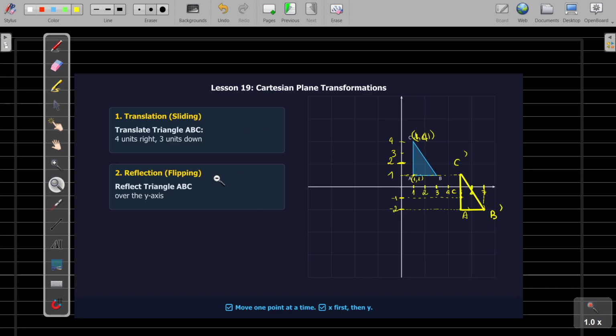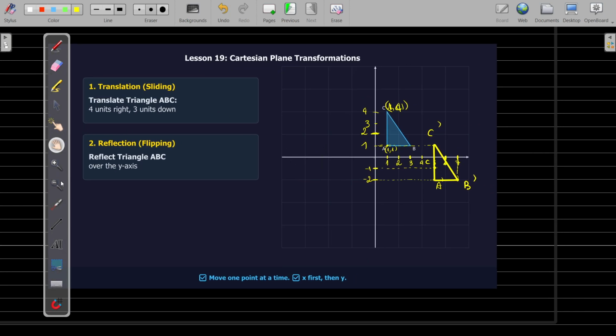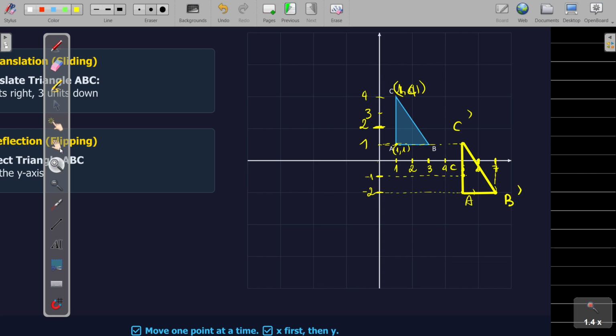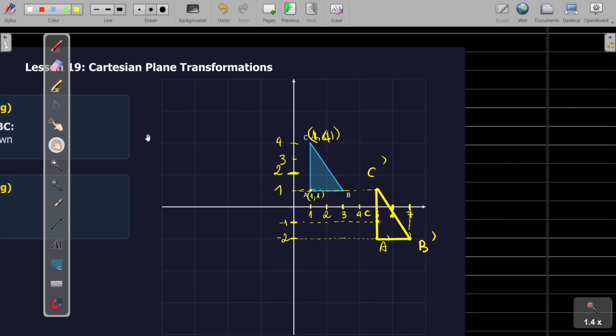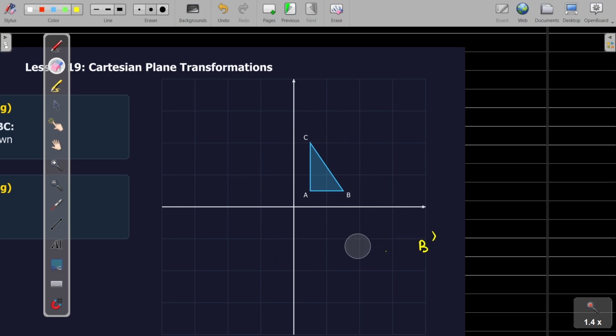I'll give you a little bit of time to pause here so you can look at how I did this. And if you want to, I'll be deleting this in a few seconds. 3, 2, 1. I'll delete this and I'll do the second one. I'll delete it now. So I don't need to plot anymore because I know where the points are currently.